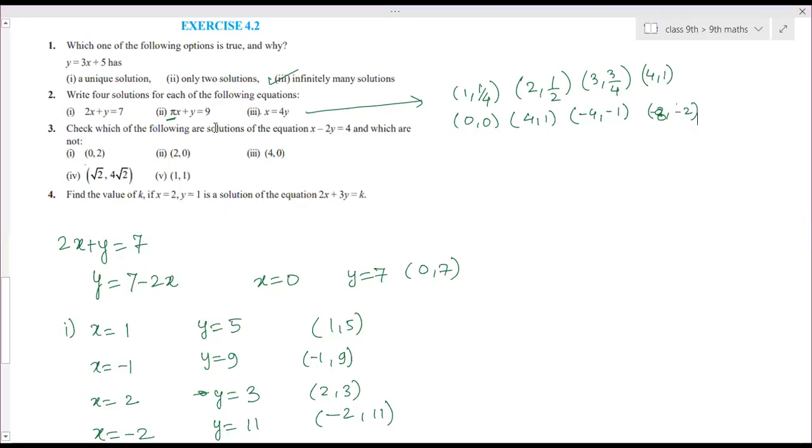Now check which of the following are solutions of the equation x minus 2y is equal to 4 and which are not. So what do you have to do? Rupika, what can you do in this one? Ma'am, we have to substitute x with 0 and y with 2 and find out whether it is a solution or not. Yes, RHS and LHS should be equal. If equal, then it is a solution. If not equal, then it is not a solution. Try finding, everyone. Try to find out for all 5.